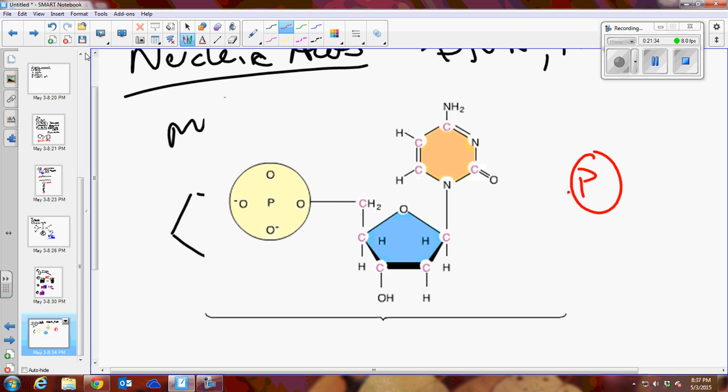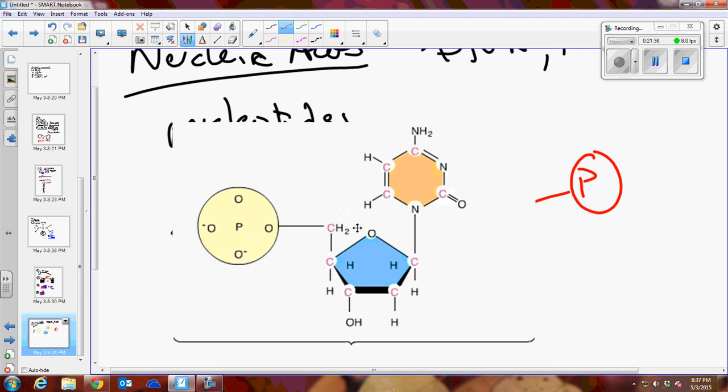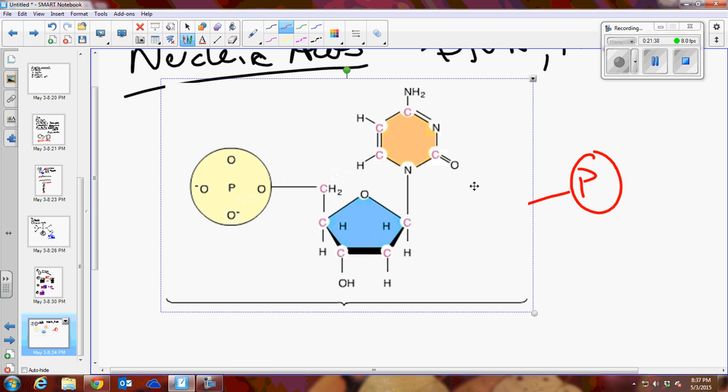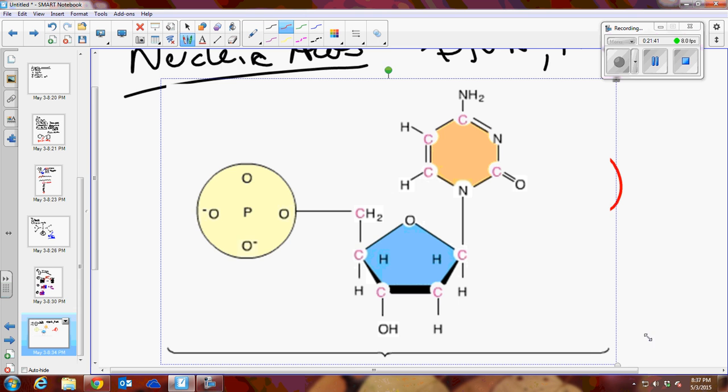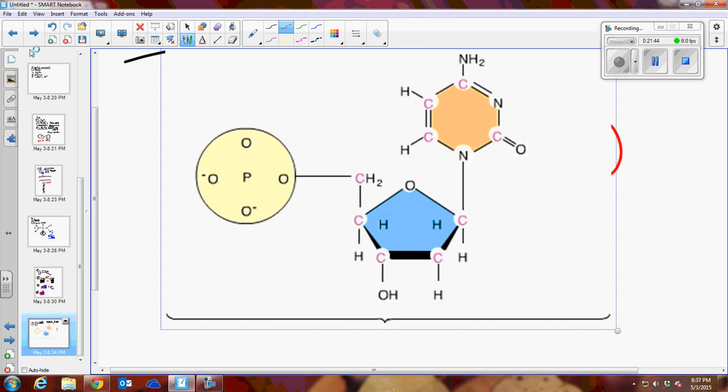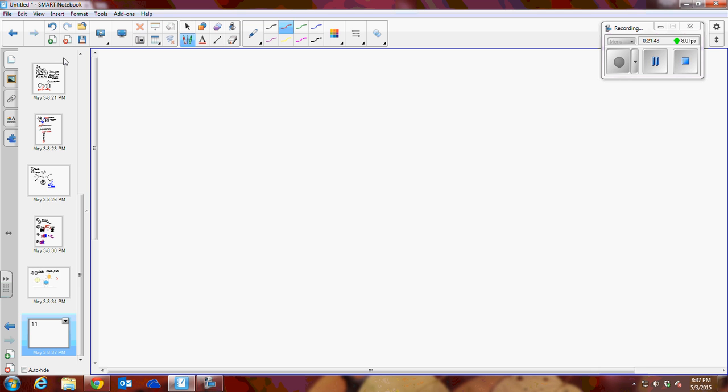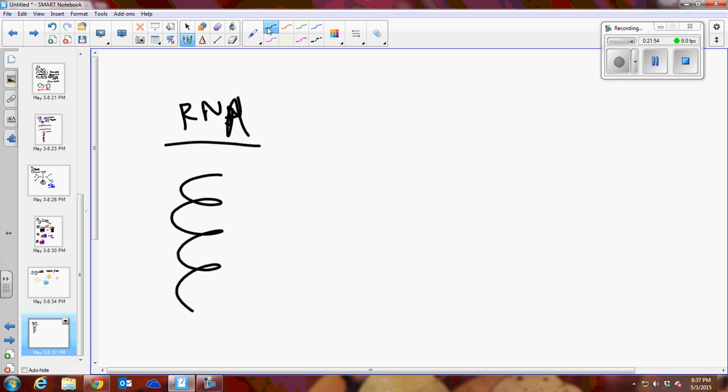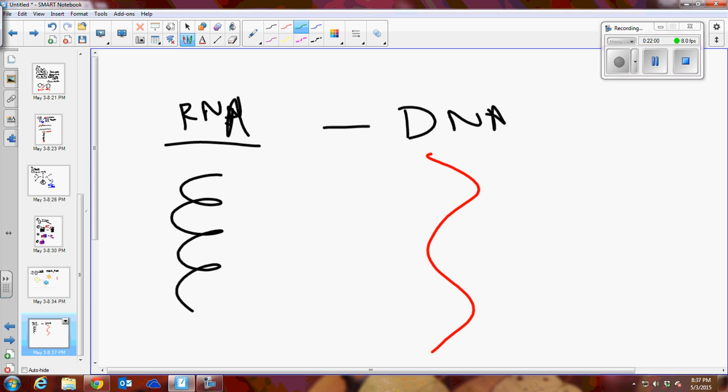And so you put multiple nucleotides together, then you make a nucleic acid, DNA, RNA. And these can be single chain, like RNA. And so RNA has a single chain. It kind of forms this helix structure. And then DNA is a double helix.